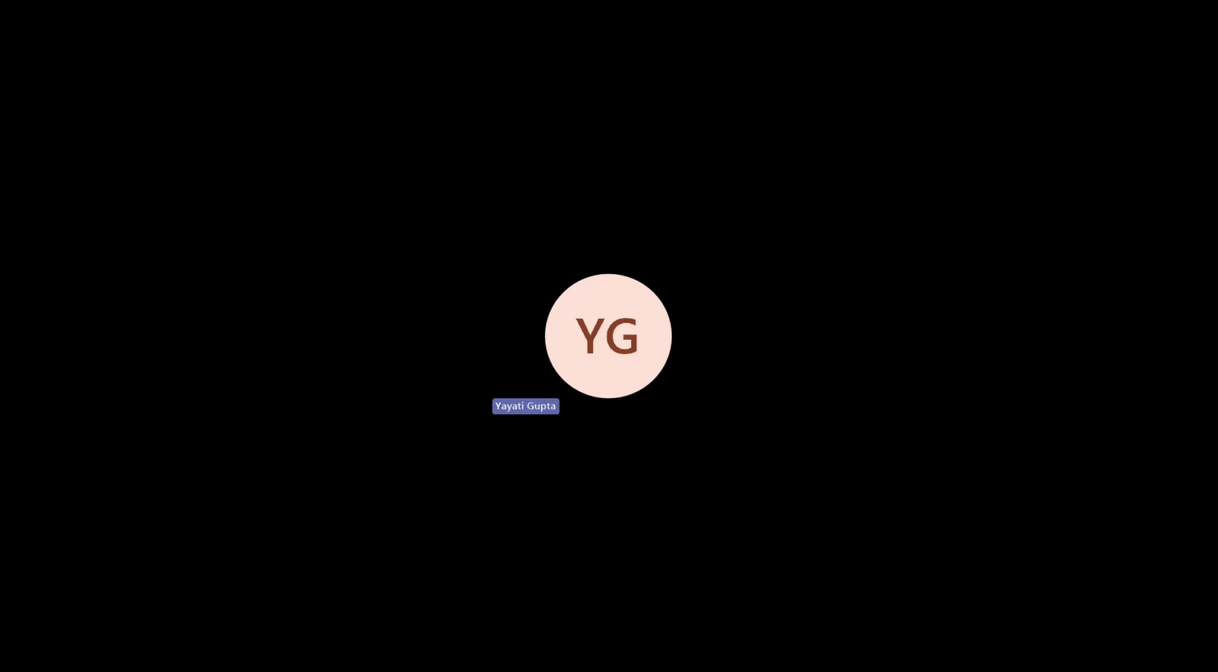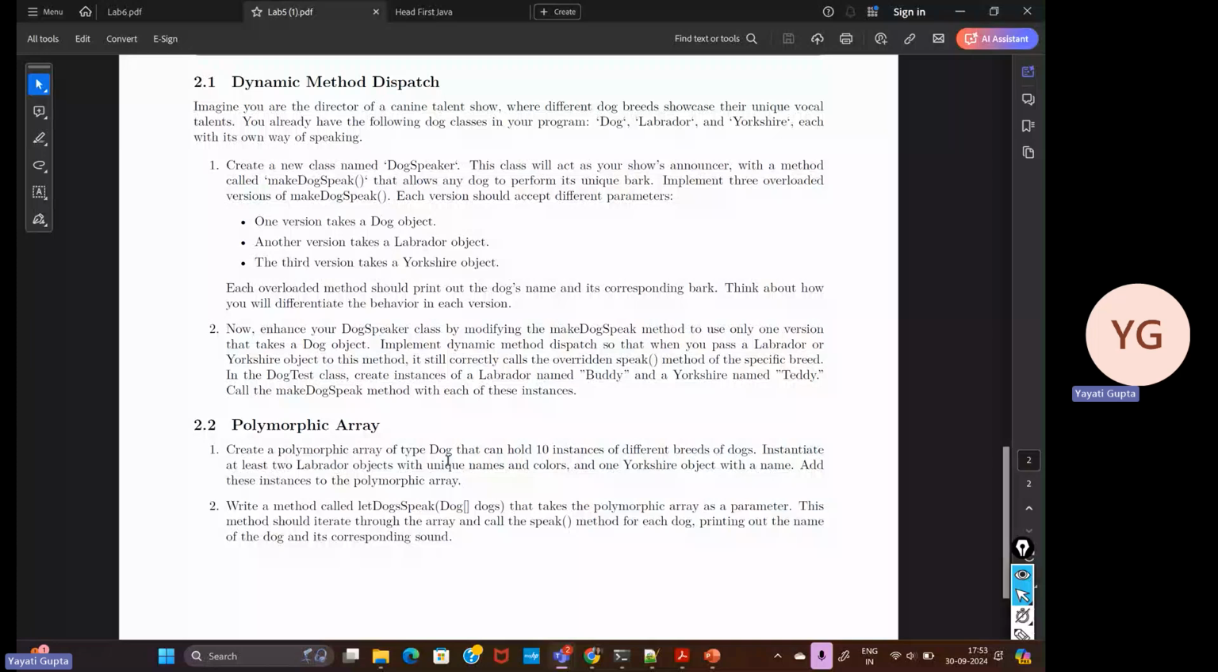Now let's take a look at the second part. So this is about creating the polymorphic array. Again, how we did in the previous video, which can hold 10 instances of different breeds of dogs, right? And we have discussed that although there are different breeds of dogs, we only need one array to hold them because of the superclass reference property.